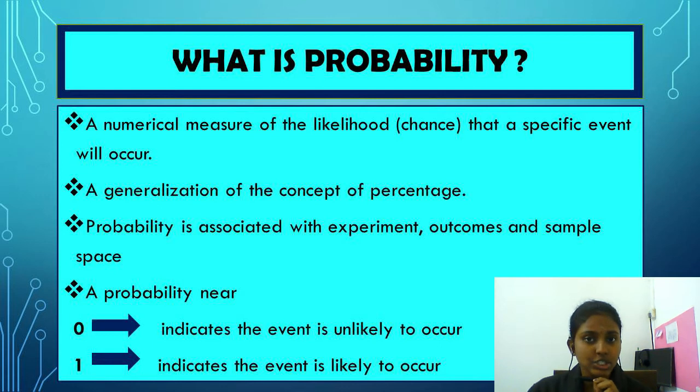Probability is associated with experiment, outcomes and sample space. Probability near 0 indicates the event is unlikely to occur. Probability near 1 indicates that the event is likely to occur.